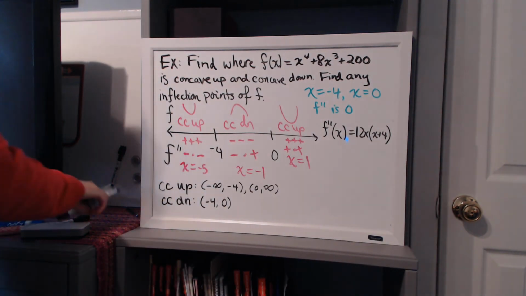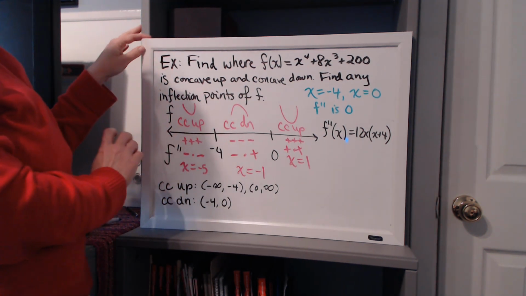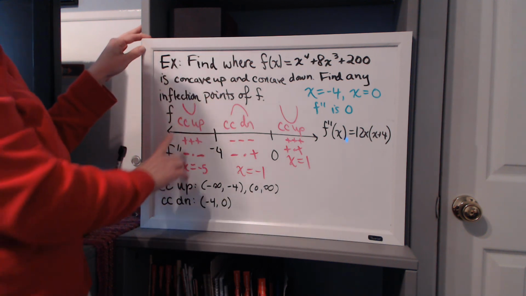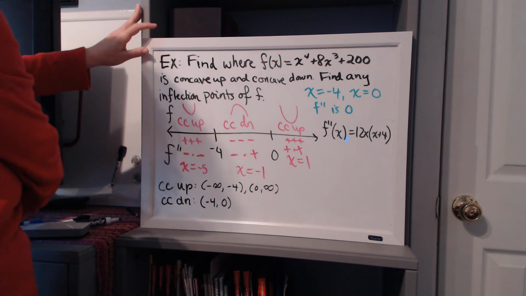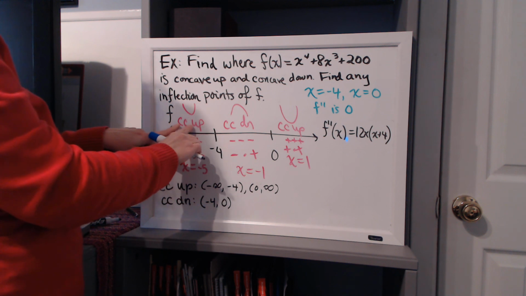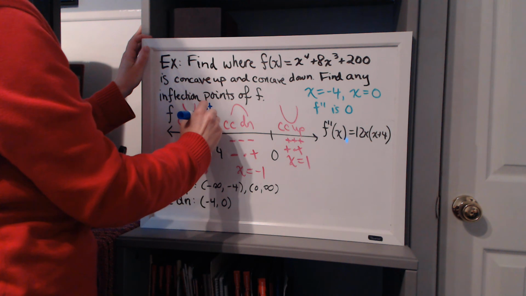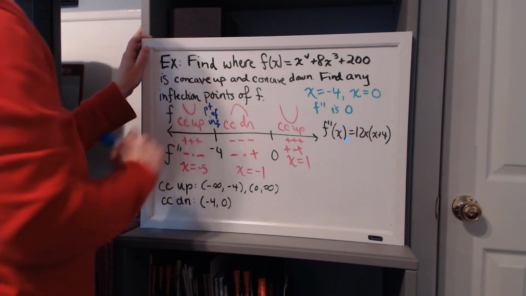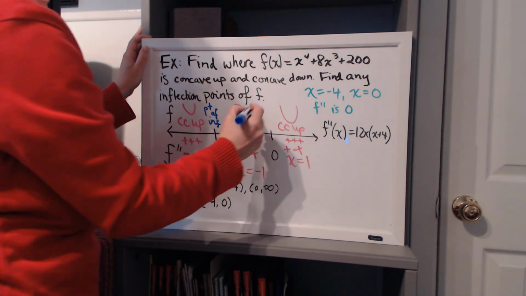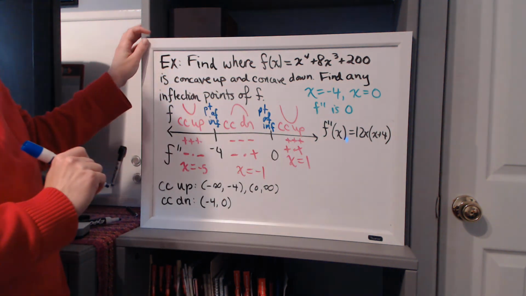Okay, now we are also interested in points of inflection, so that means we're looking for where the concavity changes, either from up to down or down to up. So we've got 2 points of inflection that show up for our graph of f, because we have a switch from concave up to concave down at x equals negative 4. So we get a point of inflection right here. And then at x equals 0, we switch from concave down to concave up, so that is a point of inflection right there as well.